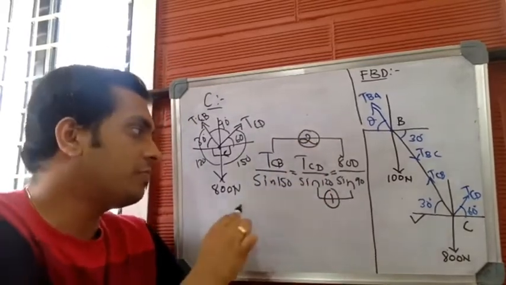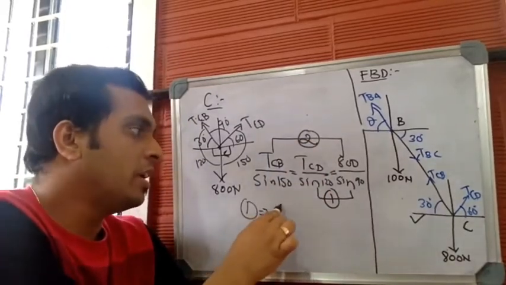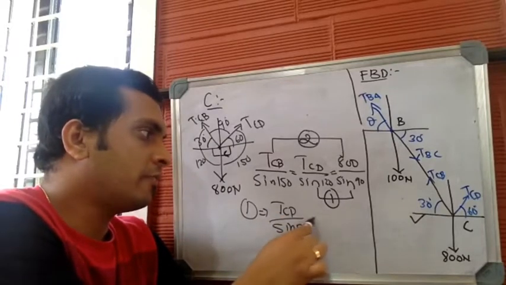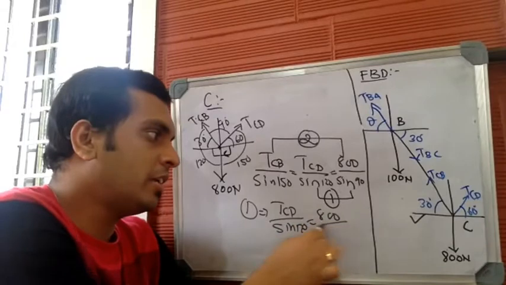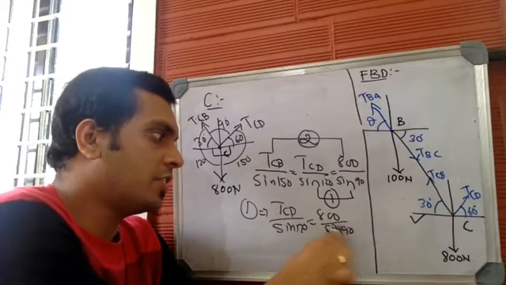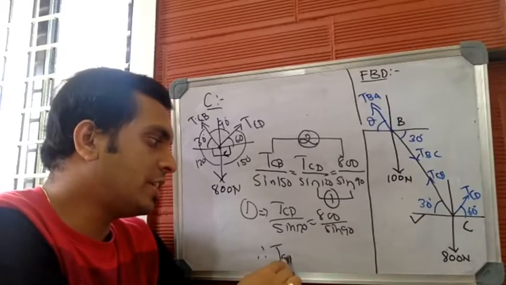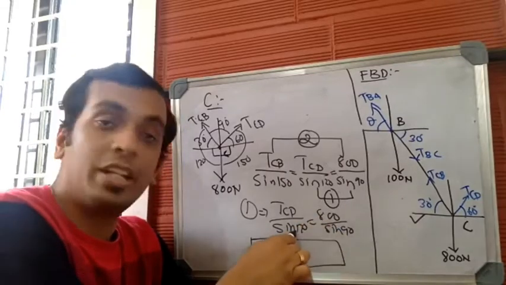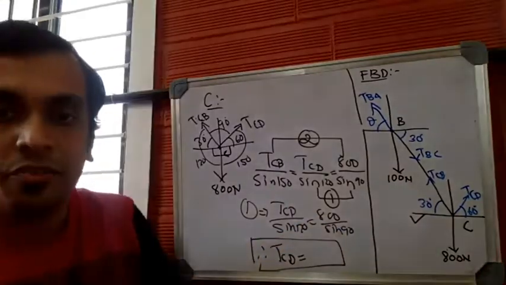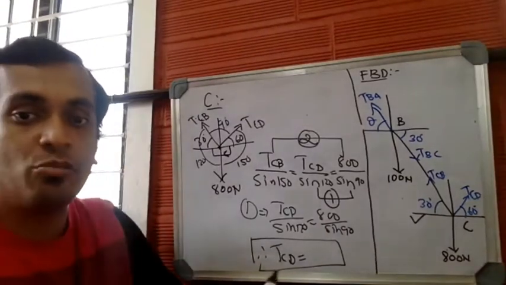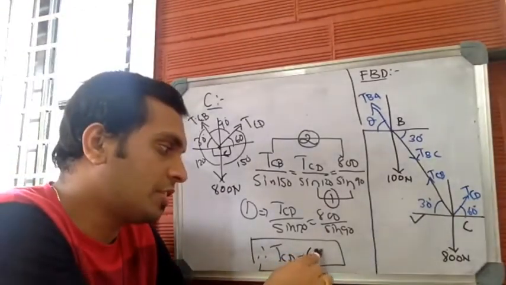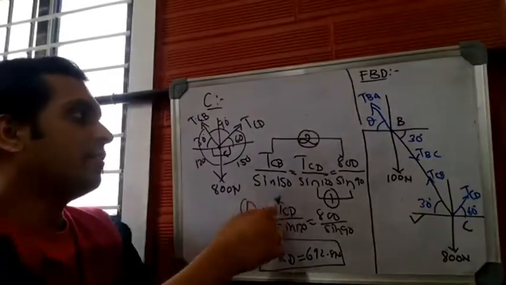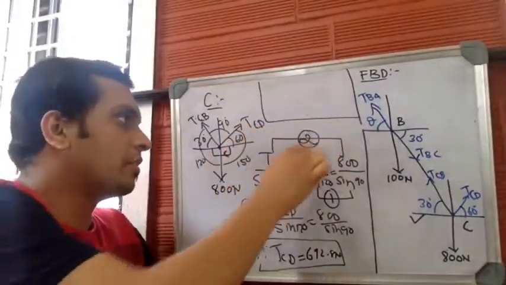From equation number 1, TCD by sine 120 is equal to 800 by sine 90. Therefore TCD is equal to 800 multiplied by sine 120 divided by sine 90. This will give you the value of TCD as 692.8 newtons. We have completed equation 1.